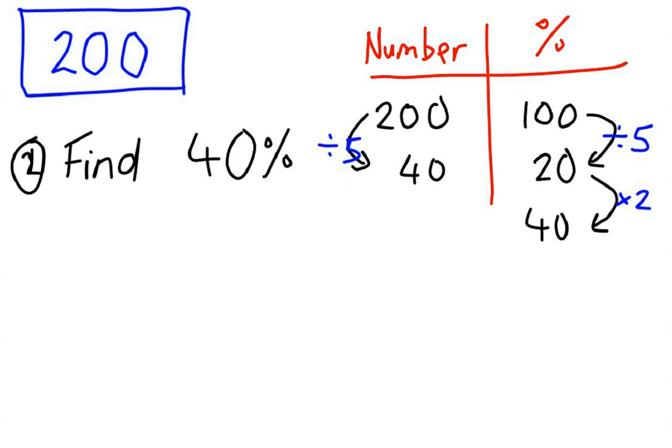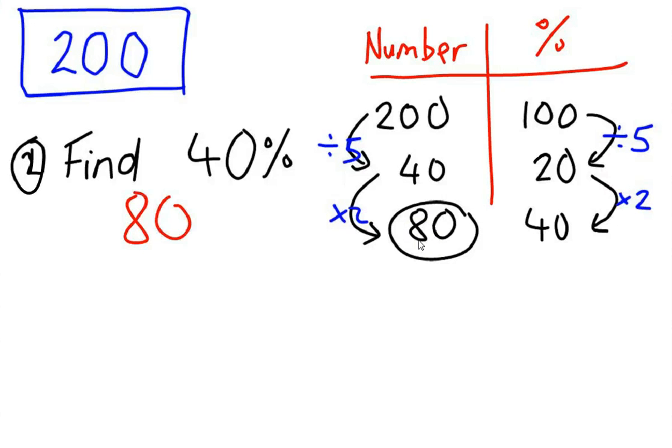So that's exactly what we're going to do on the other side. We're going to times this by 2 as well. So 40 multiplied by 2 gives me 80. Therefore, 80 is 40% of 200.